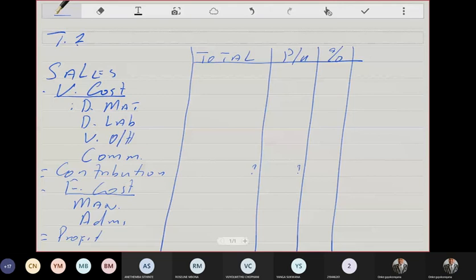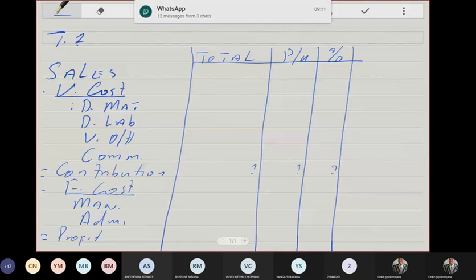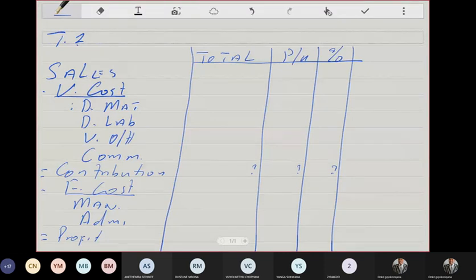But the very first thing, guys, when you are using the income statement approach, put down what is given for you. That's going to help you to find the unknown or to answer the question. That's what you need to do first. So what is given for us?